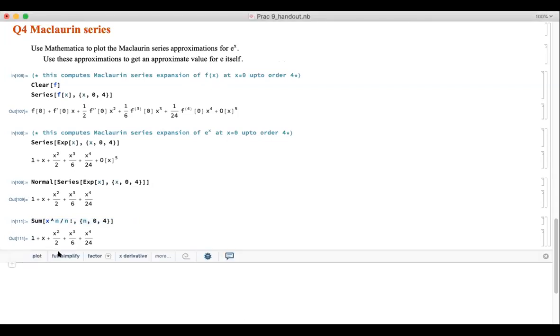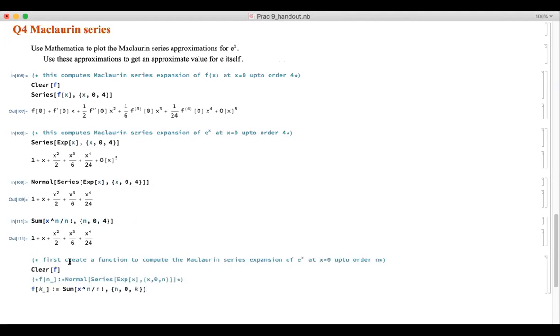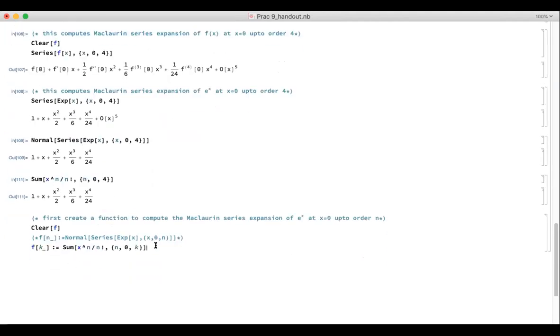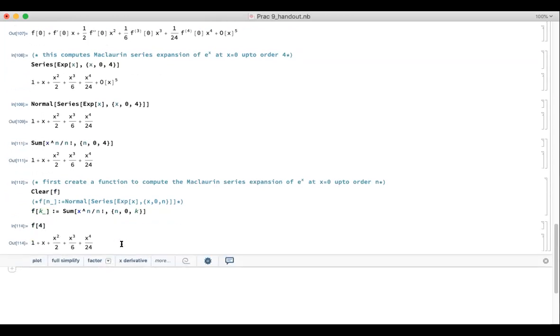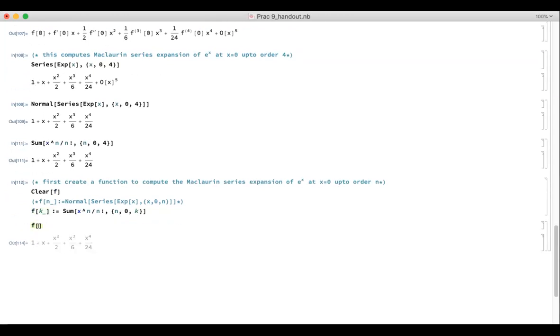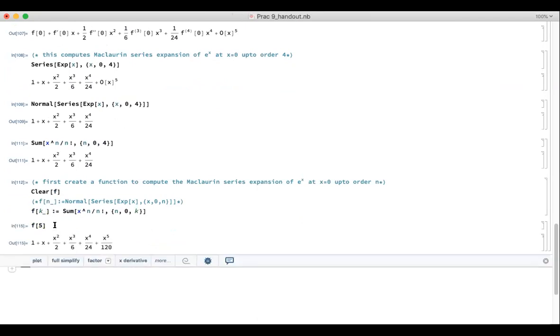Let's first create a function with that. And then let's see if we get f of 4 is the same as what? Yeah, it does work. f of order 5 is that. Okay, now let's plot this with e to the power x.